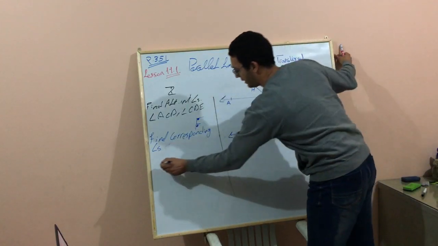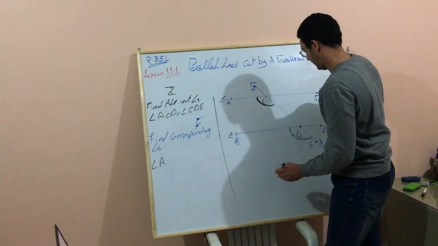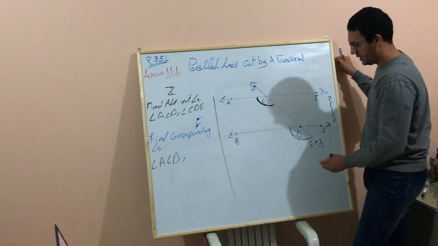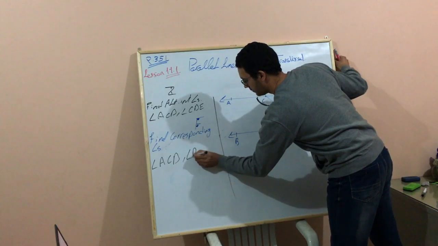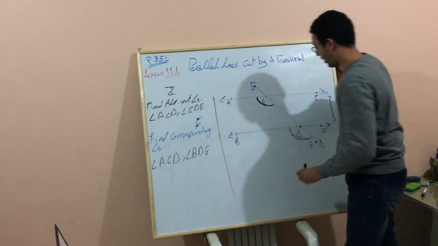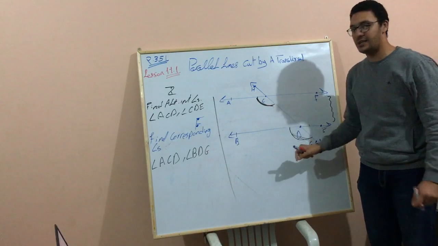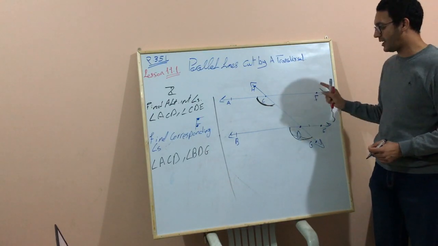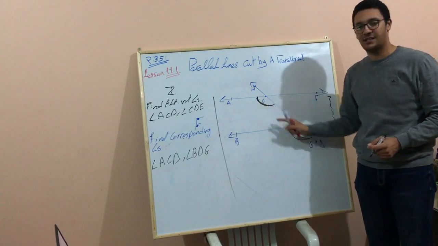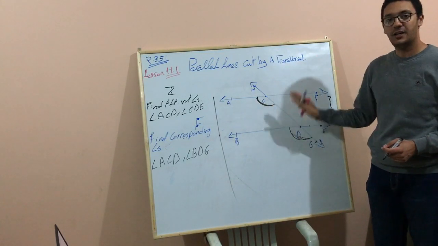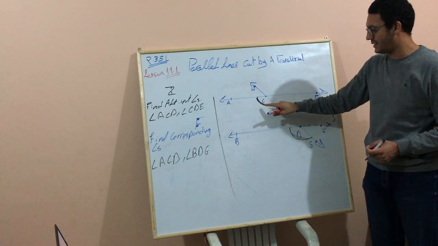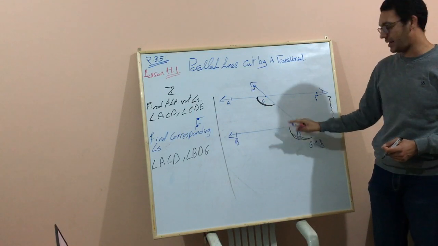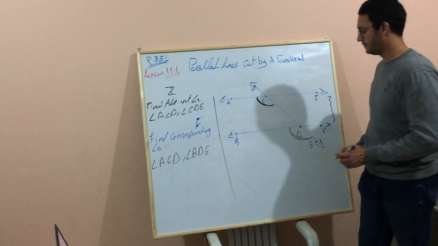So I'm gonna say that angle ACD and angle BDG are corresponding angles, which means that these two angles are equally measured, but these two angles are corresponding, they are not alternate. Corresponding means that they have the same measure and they are on the same side of the transversal, but one of them is an interior angle between the parallel lines, and one of them is an exterior outside the parallel lines.